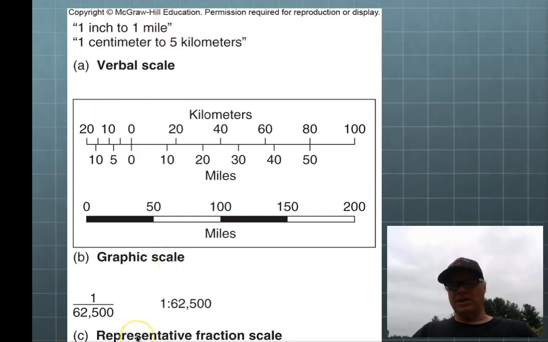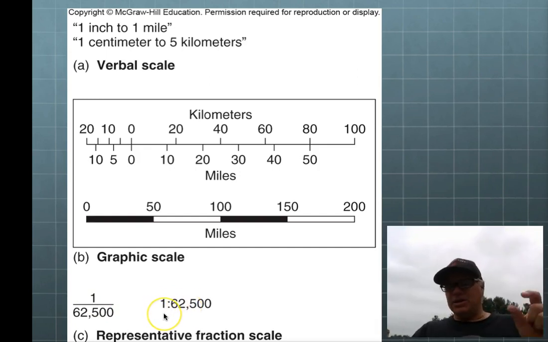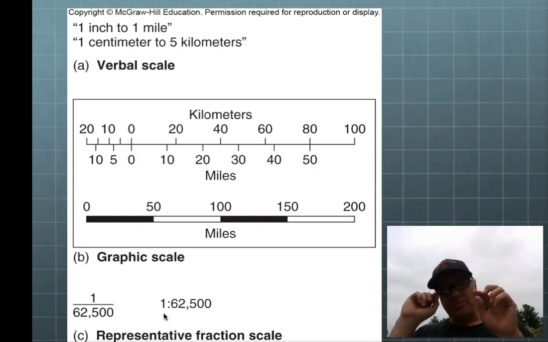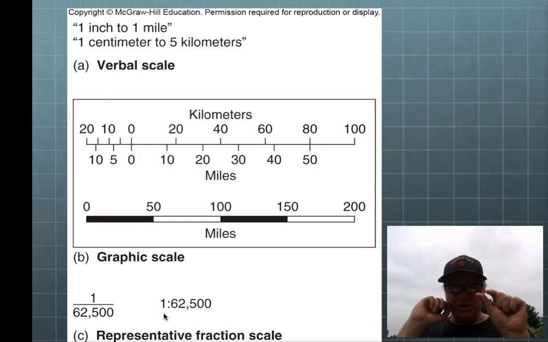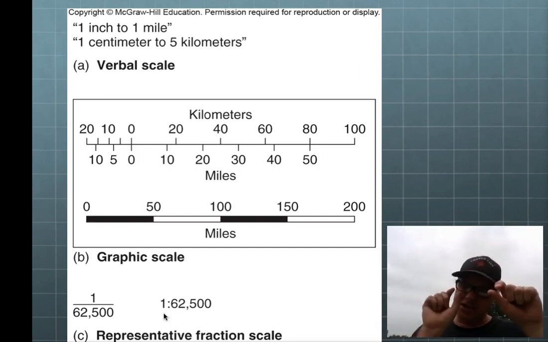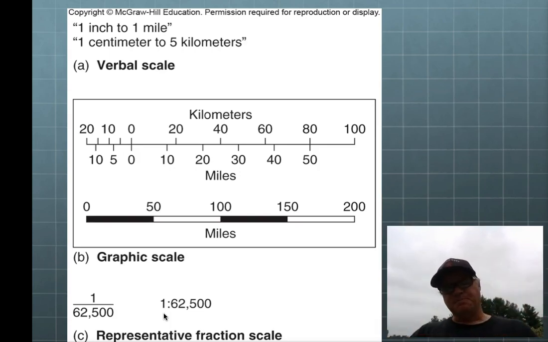The other, the representative fraction scale, is where you'll see something like this, 1 to 62,500. And that means that 1 of anything on the map, or your phone, or whatever you're looking at that's a map, equals that many of those same units in the real world. So what that means is that 1 inch on your phone is 62,500 inches in the real world. It's also true that 1 centimeter would equal 62,500 centimeters in the real world. But it's done as a representative fraction.